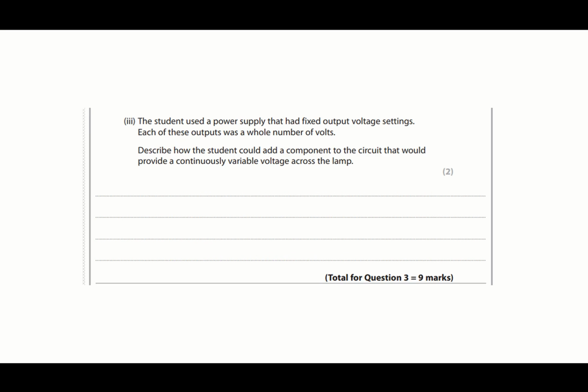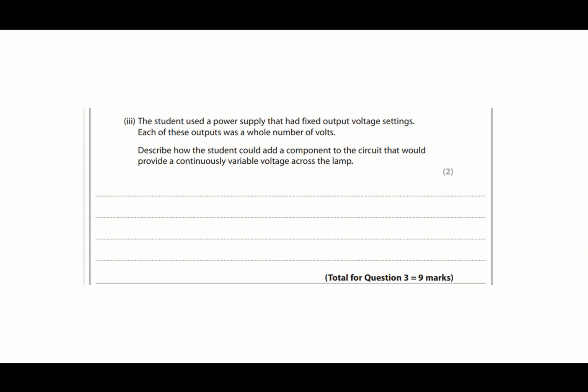Next one, the student used a power supply that's got fixed output voltage settings. How could they add a component that would enable me to vary this voltage? And we've looked at this to death. We drew circuit after circuit after circuit of this. So the crucial thing is, I need a variable resistor. Add that to the circuit.